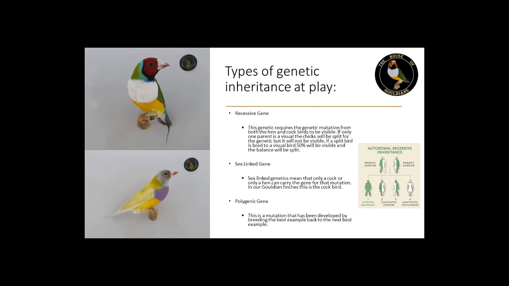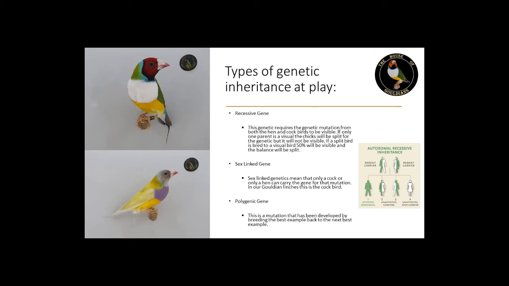The next definition that we're looking at is your sex-linked gene. So in that particular scenario, you're looking at one or the other bird. In the Gouldian's case, we normally look at the cockbird as the carrier for the additional gene. That doesn't mean that the hen birds can't carry it. It just means that they can only have a single copy, whereas the cockbird can be carrying two copies.